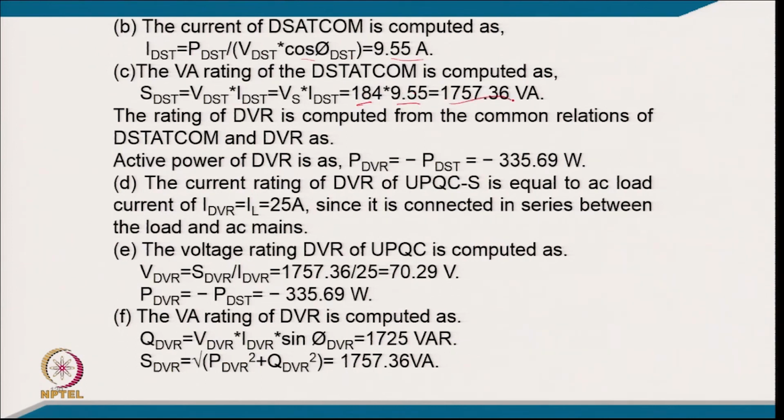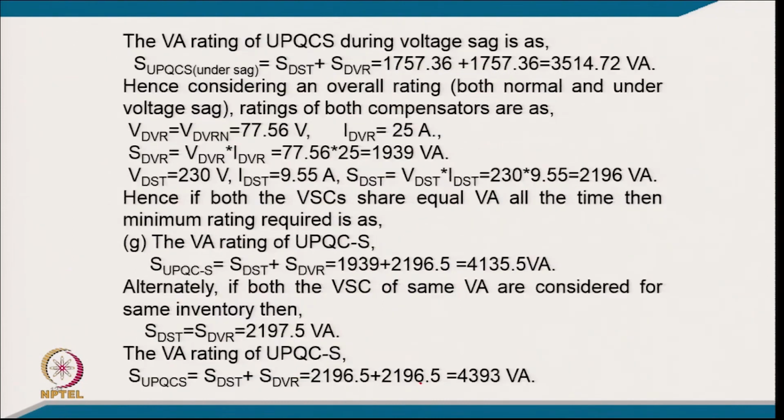And the VA rating of DSTATCOM is the voltage across the DSTATCOM, 184, into 9.55, so it comes to 1757.36, and the rating of DVR is computed from the common relation of DVR. So, for DVR, P equal to P_DSTATCOM equal to 339.69, and the current rating of DVR is equal to the AC load current of 25 ampere. It is connected in series with the load, and the voltage rating of DVR is the VA rating divided by current. So, it comes to 70.29, and the active power is the same for both DSTATCOM and DVR. So, it comes to 339.69, and you can calculate Q_DVR equal to this much rating, and S_DVR is the square root of P squared plus Q squared. So, it becomes 1757.36.